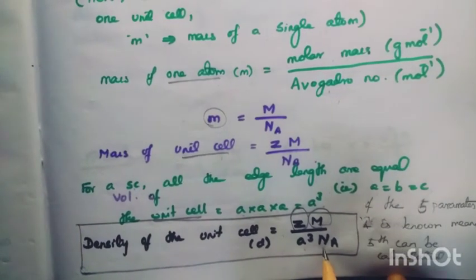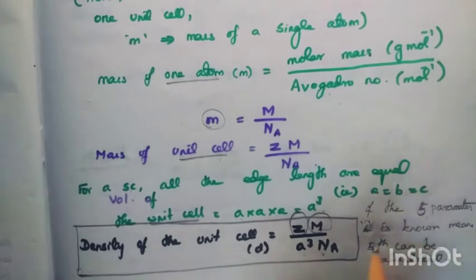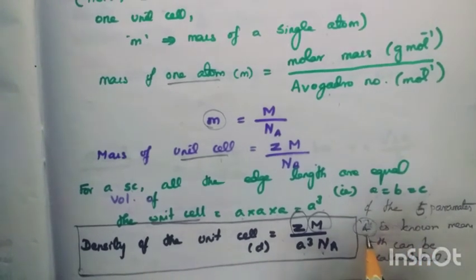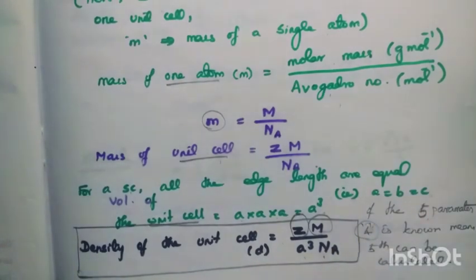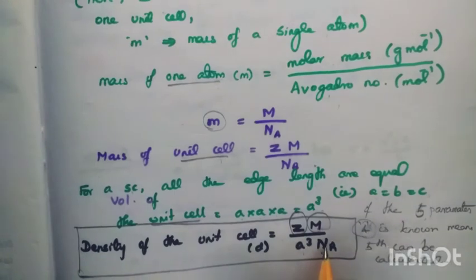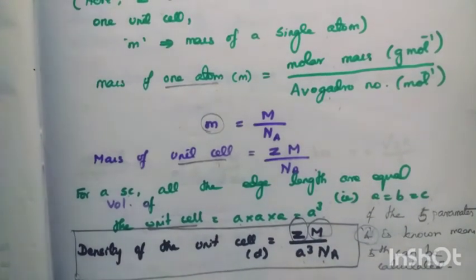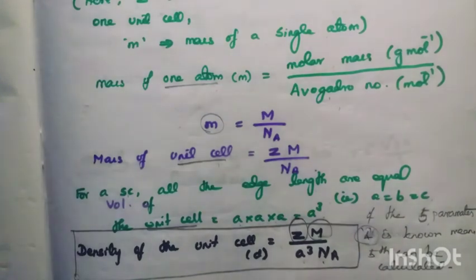In these five parameters, if we know four, the fifth one can be calculated. The fifth one here we are discussing may be the density, the molar mass, or the atomic number. By using this formula, we are going to see the book back problem in our first lesson, solid state.